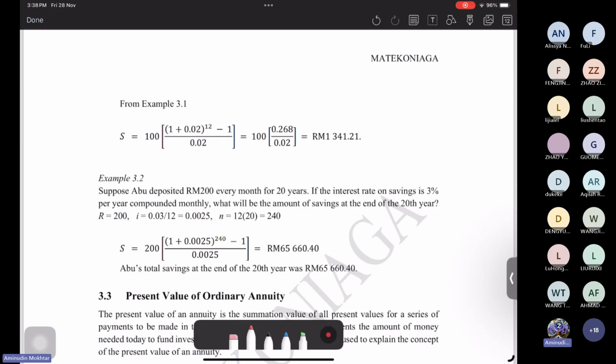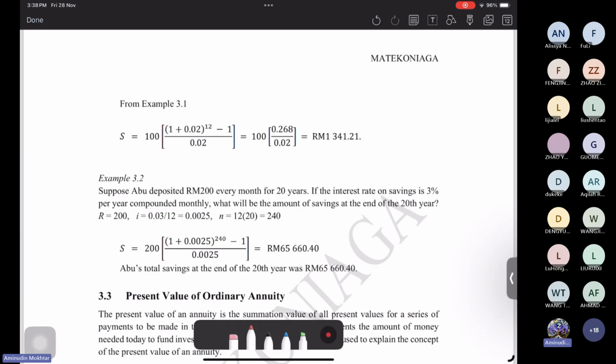Okay, please look into example 3.2. Suppose Abu deposits 200 ringgit every month for 20 years. If the interest rate on saving is 3% per year, compounded monthly, what will be the amount of saving at the end of 20 years?